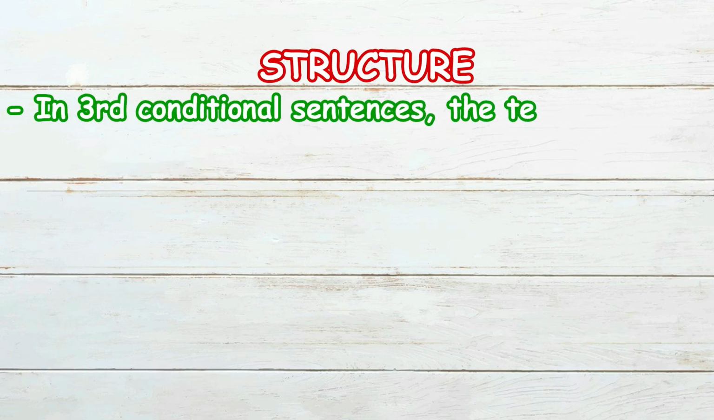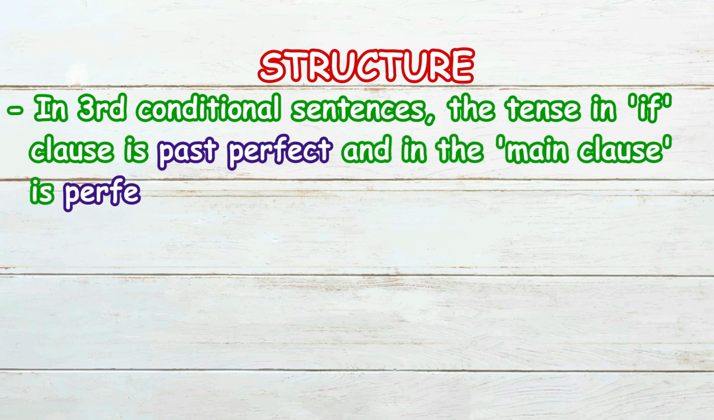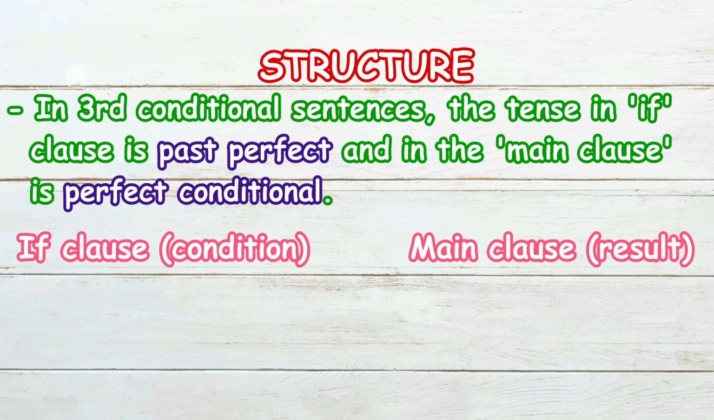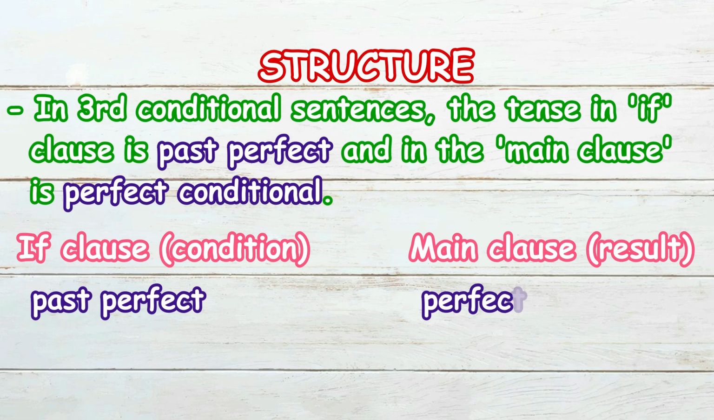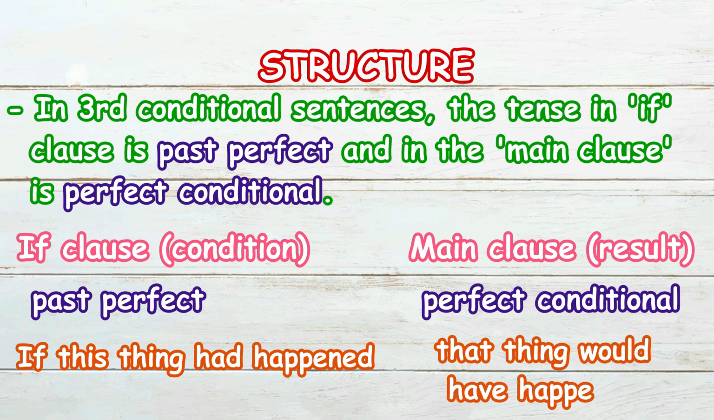In third conditional sentences, the tense in the if clause is past perfect and in the main clause is perfect conditional. The if clause is the condition and the main clause is the result. In the if clause we use past perfect while in the main clause we use perfect conditional. It means if this thing had happened, that thing would have happened.